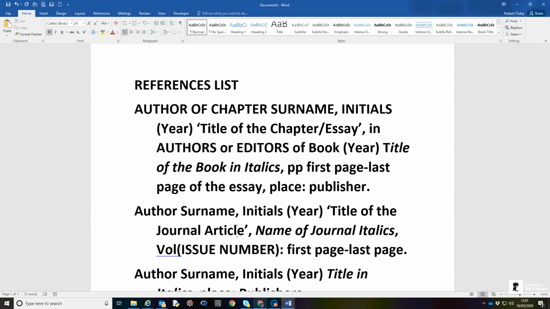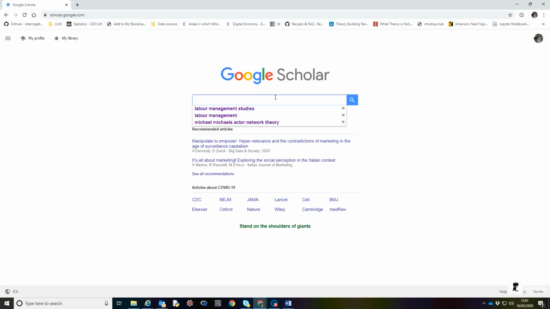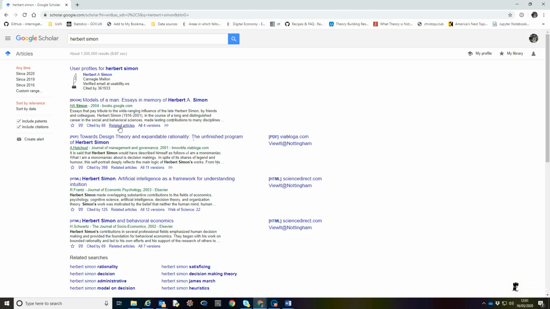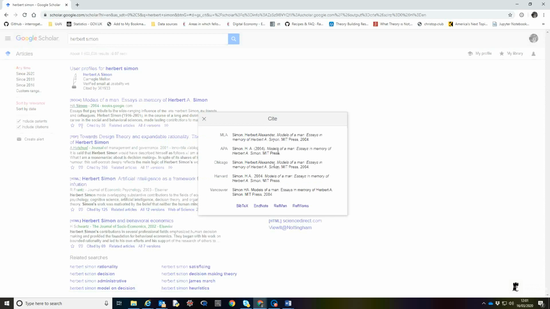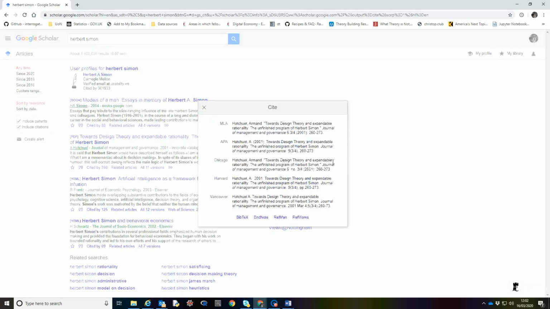Another top tip is if you go to Google Scholar, and let's look at like Herbert Simon. You'll see here there's this little quote. So if you find the text that you want, you'll see that they already give you a lot of the information, and all you need to do is cut and paste it. If you're looking up a journal article, usually it's even better because it gives you everything that you need.